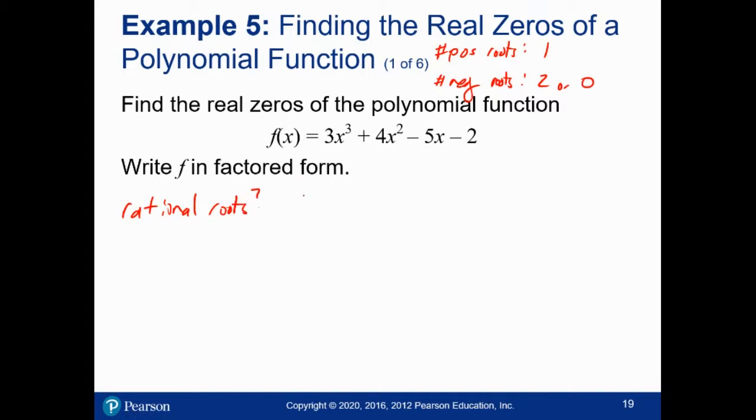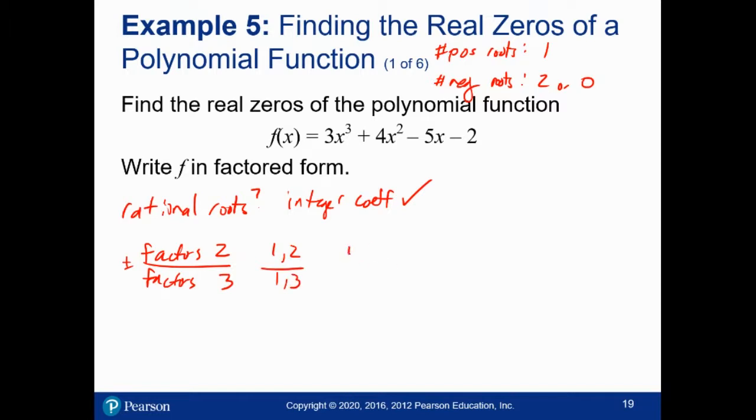If there are any rational roots, well, do I have integer coefficients? Yes. So if it has rational roots, they have to be of the form plus or minus factors of the constant term, that's 2, over factors of the leading coefficient, that's 3. The factors of 2 are 1 and 2. The factors of 3 are 1 and 3. So overall, I can have plus or minus 2, plus or minus 1, plus or minus 2/3, and plus or minus 1/3.